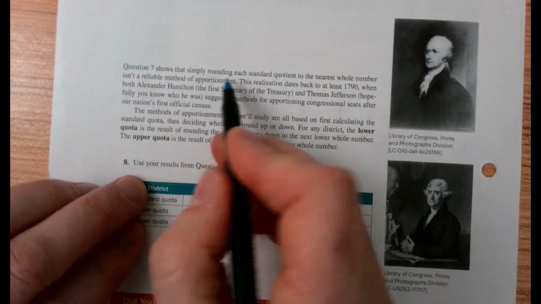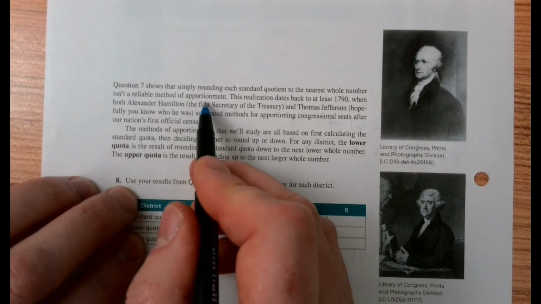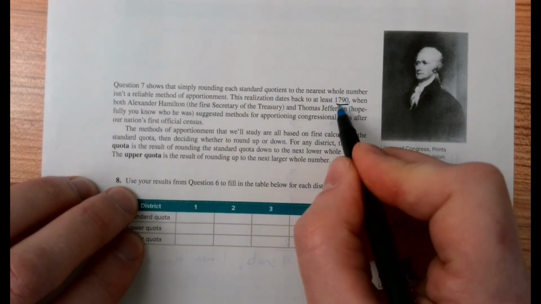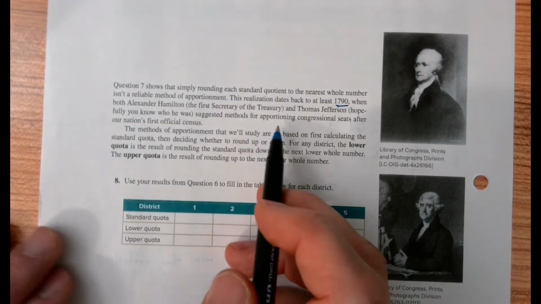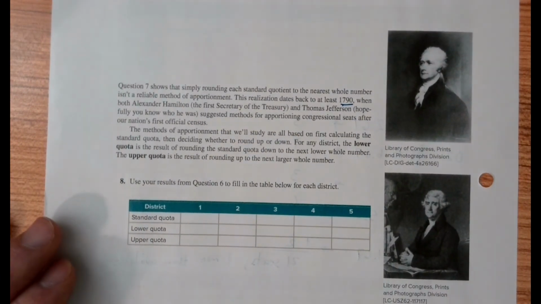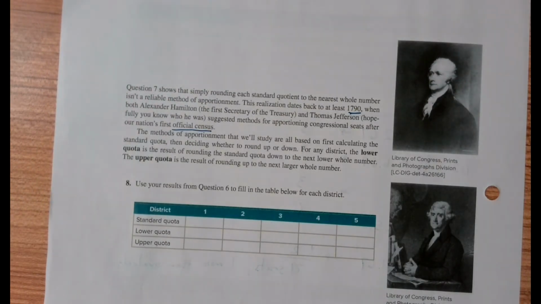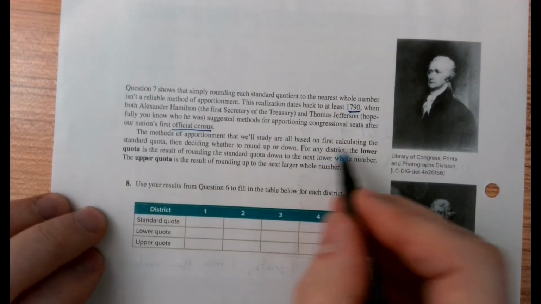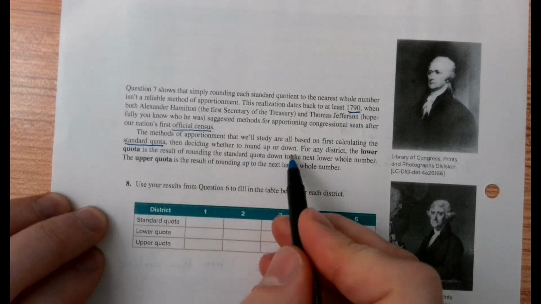So question 7 shows that simply rounding each standard quota to the nearest whole number isn't a reliable method of apportionment. This was realized back in 1790 when both Alexander Hamilton and Thomas Jefferson suggested methods for apportioning congressional seats after our nation's first official census, meaning here's where we, for the first time, figured out how many people are out there. So the methods of apportionment are based on first calculating the standard quota. All right, that's what we did. Then we decide whether to round up or down.